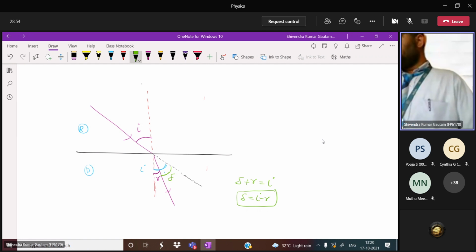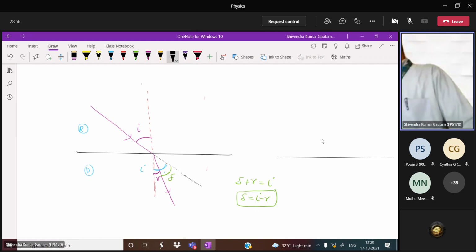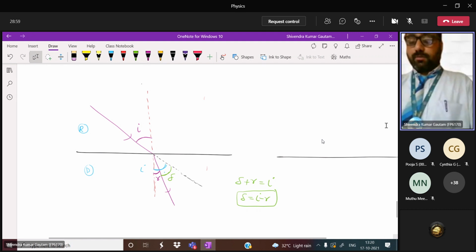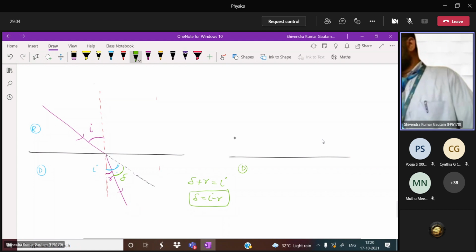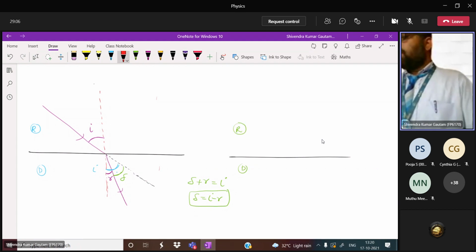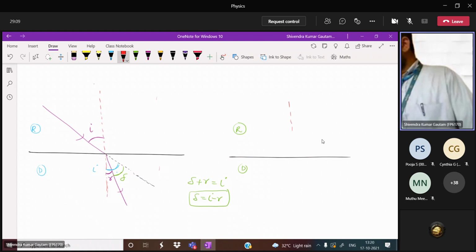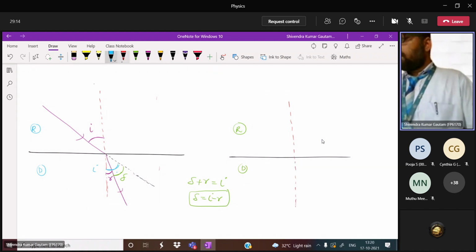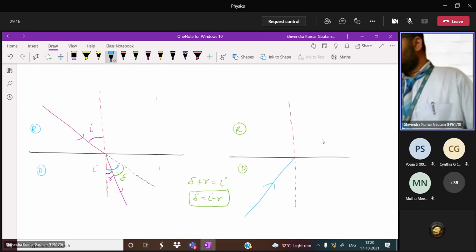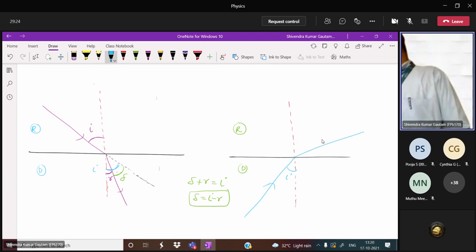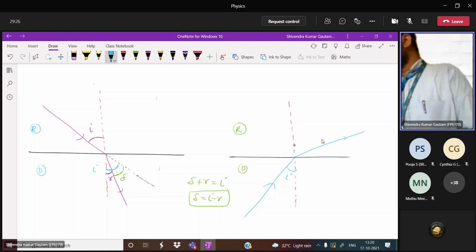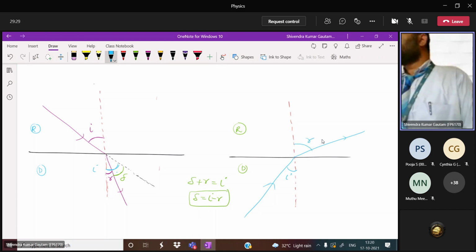Now reverse. See everyone, after that you can write. Reverse. Suppose the ray goes from denser to rarer medium. This is denser and this is rarer. The ray goes from denser to rarer medium. This is the normal. Here we can see that this is the incident ray. Denser to rarer. You know this is the angle of incidence. Tell me, denser to rarer means what? It bends away from the normal like this. This angle is what? Angle of refraction.